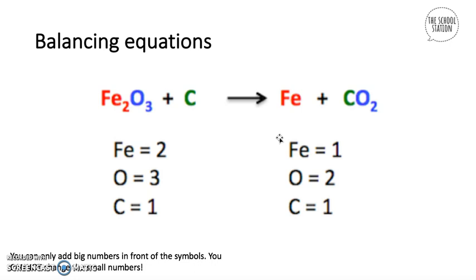So the first step to balancing equations is to write down what you have already, and after you've counted the amount of atoms, the next thing you have to do is go on and try to balance.